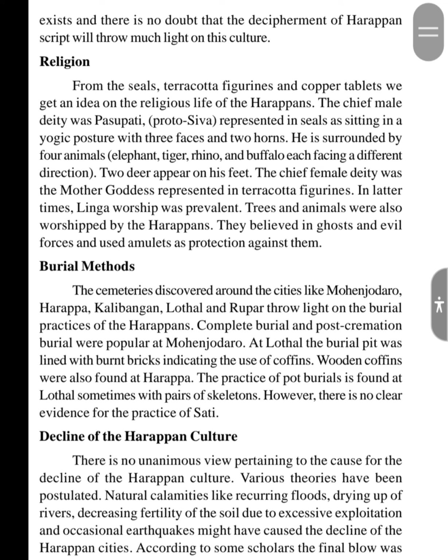From the seals, terracotta figurines and the copper tablets, we get an idea of the religious life of the Harappans. The chief male deity was Pasupati. Proto-Shiva is represented on a seal as sitting in a yogic posture with three faces and two horns. He is surrounded by four animals: elephant, tiger, rhino and buffalo, each facing a different direction. Two deer appear at his feet.